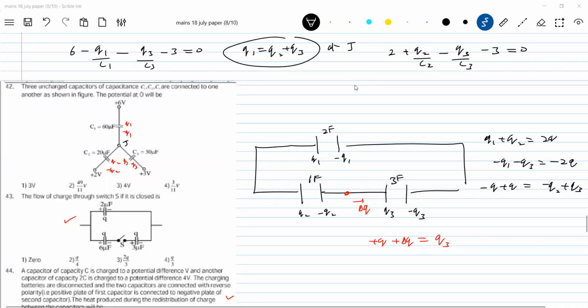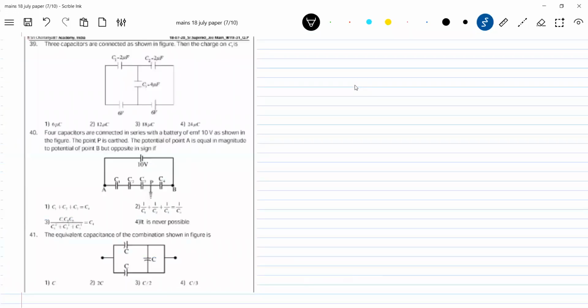Okay, this question number 40, I think the potential VAP should be equal to VPB. No, it's a very good question again. The potential of point A is equal in magnitude to the potential of point B, but opposite in sign. So what does it mean? VAP should be equal to VPB. Question number 40: if you can just write this equation, the rest you can manage.